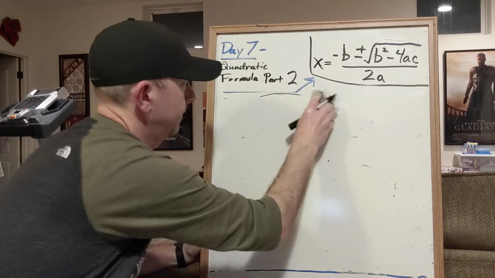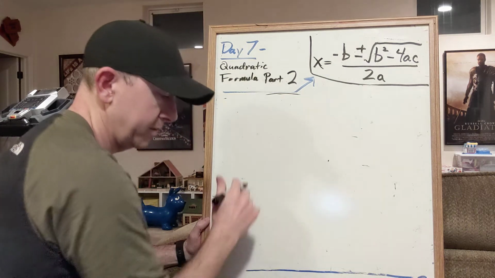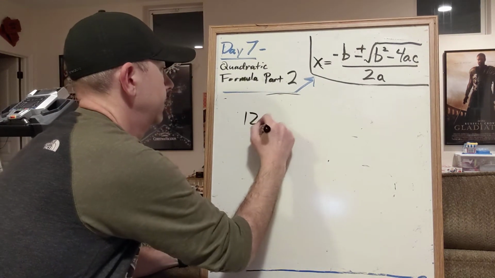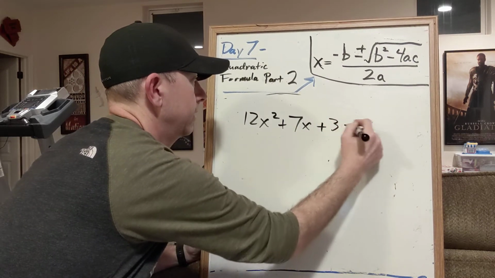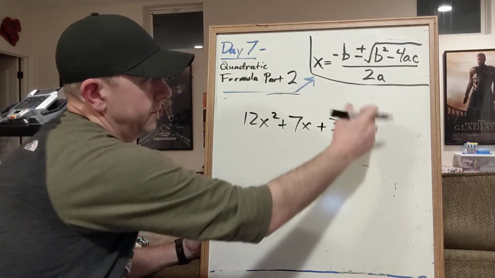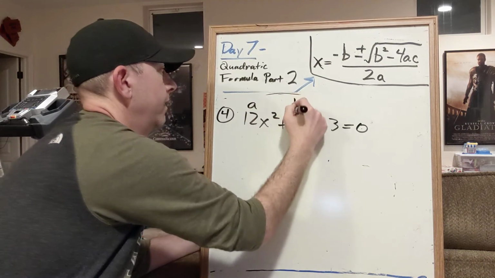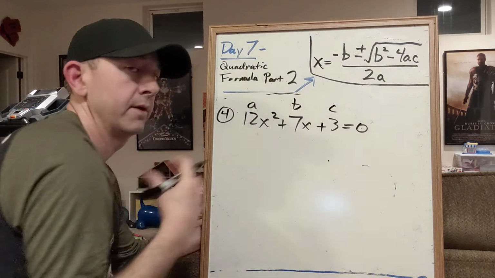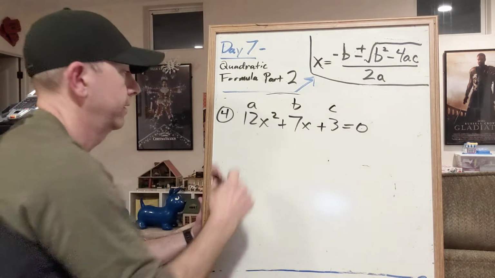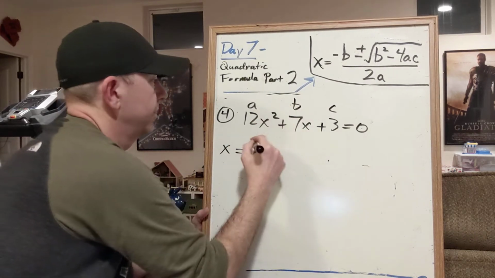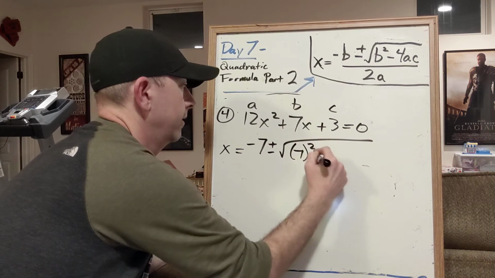Let's go ahead on to number 4. And number 4 this time, 12x squared plus 7x plus 3 equals 0. Remember, if it's not equal to 0, if there's anything over here, you need to move it over. Okay, this is number 4. So that we have A, B, and C. A, B, and C have to be on the same side. They can't be where 3 is over there. You would have to move it over before you could start. So here we go. Opposite of B is -7, plus and minus, 7 squared minus 4.